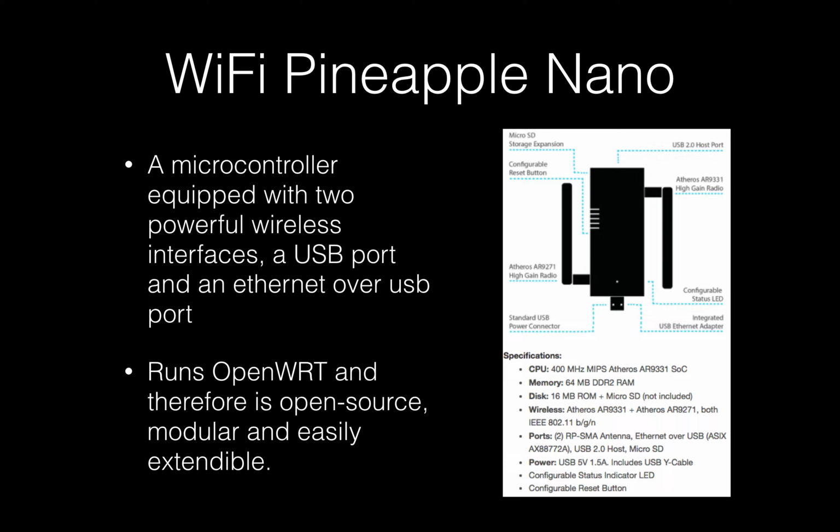So in essence, it's a microcontroller equipped with two Atheros Wi-Fi cards, and a USB port that you can pretty much plug any peripheral into. A lot of people are using it for a third Wi-Fi card. And it has a USB port, a male one, that you can use to connect it to your computer, which pretty much acts as Ethernet over USB, and you can connect to your Nano.